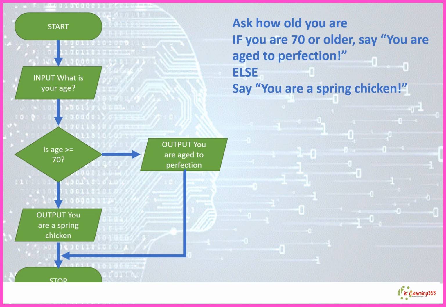algorithm as a flowchart. Again, it asks you to input your age. It then checks your age to see if you are the same as or greater than 70 years of age. If the answer to that question is true, it makes a decision to print on the screen, "You have aged to perfection." If you typed in 69 this time, rather than it doing nothing, it would check the question, "Is your age greater than or less than 70?" Decide that it's not true, it's false, and then it will print on the screen, "You are a spring chicken."